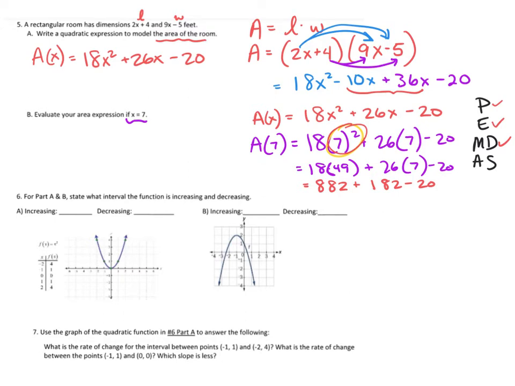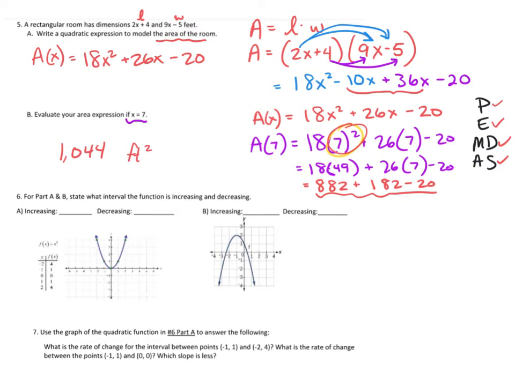And so now I'm doing the addition and subtraction here. I'm just doing 882 plus 182 minus 20. My calculator's doing all the work because the numbers are kind of big. And when I evaluate all of this stuff, I get 1,044. And it was in feet. And so since this is area, it would be square feet. Feet squared. All right. So number 5 wasn't that bad. Wasn't that bad at all.